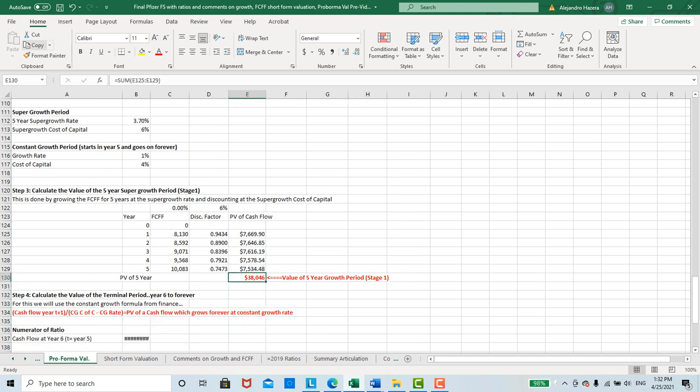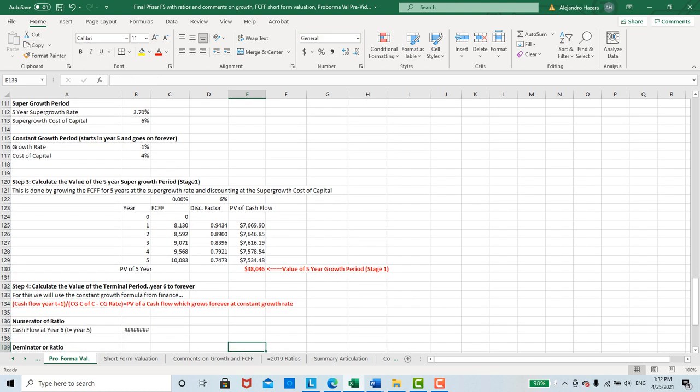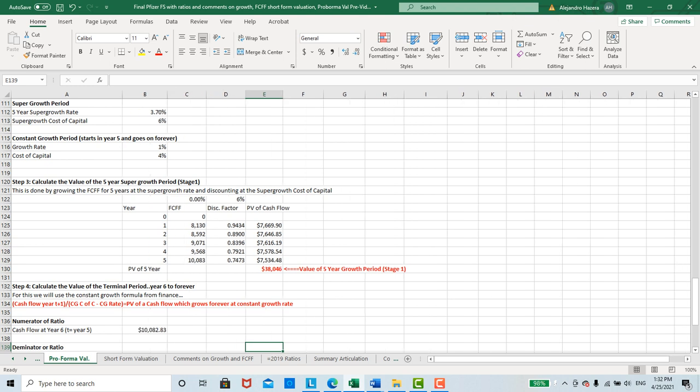and that gives us the value of our free cash flow of our super growth period using the template. And now, because we use this template, some of this stuff should carry down. Now the 6-year growth rate should be equal to that times 1 plus the constant growth cost of capital. So let's make sure we change that. So this number should be equal to, because after the 5th year it's only growing at 1%, this number times 1 plus constant growth cost of capital there.